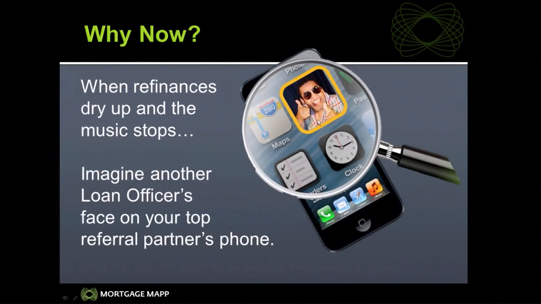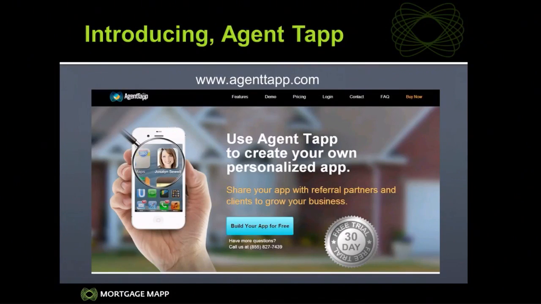And that leads us to the one thing that people have been asking about the most, which is, are we going to have an app available for real estate agents? And we finally do. Okay? The website is agenttapp.com. This is what the website looks like.